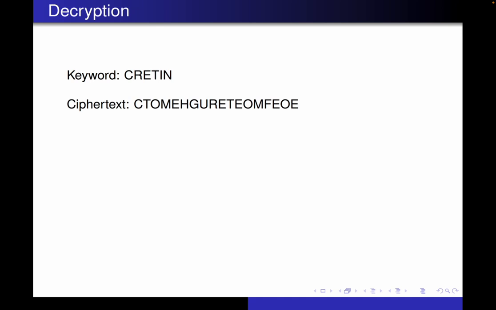And the first thing we're going to have to figure out is how many rows and columns are in our grid. Well, we know how many columns are in the grid. Cretan has 6 letters. In order to figure out how many rows, let's see. We have 18 letters in our ciphertext. 18 letters, 6 columns. And so how many rows are going to give us 18 letters? Well, 6 times 3 is 18. That means we're going to have 3 rows.